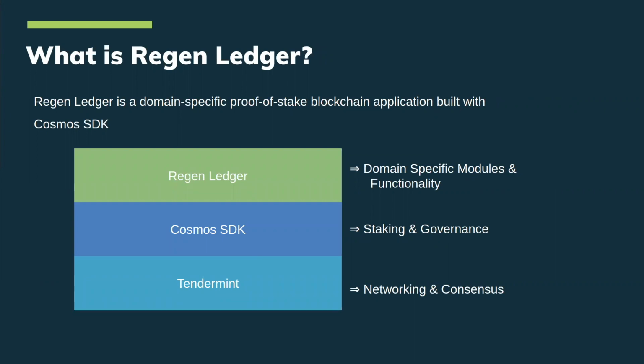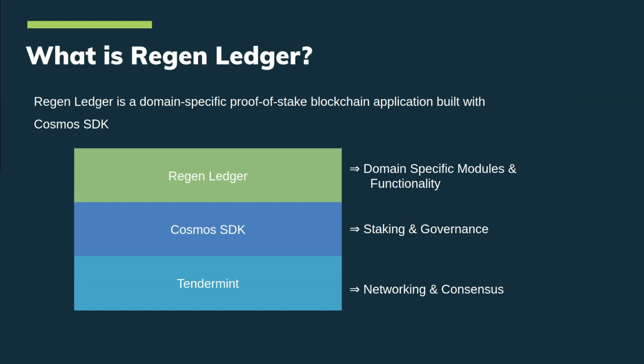So now talking a bit about Regen Ledger. Regen Ledger is a domain-specific proof of stake blockchain application that's built with the Cosmos SDK. We can talk a little bit about what these terms mean. So I think this diagram is useful to look at. At the top, you see Regen Ledger, right? Within the context of Regen Ledger, in our code base, the repository for Regen Ledger, we have a lot of domain-specific modules and functionality. This is where we're able to design the things that are critical to our use case of ecological health and regeneration that we want to encode into the software.